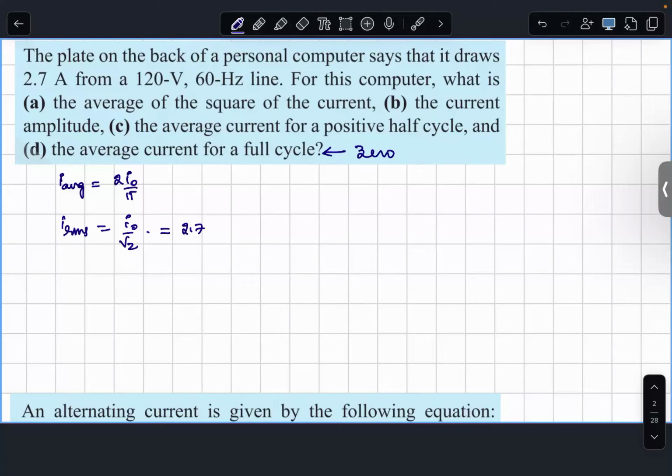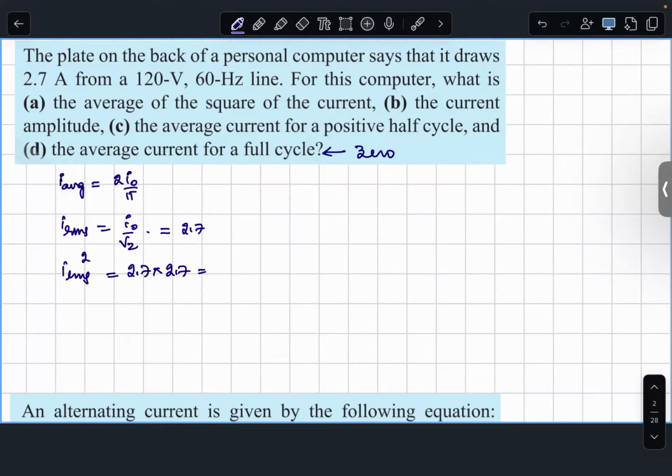What is it that they're asking? The square value of this. Who is asking I naught for you? No one is asking that.